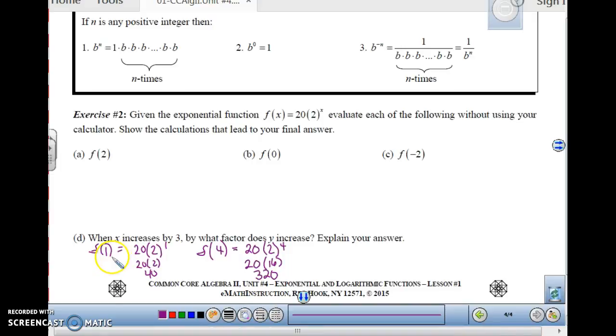Okay, so if f of 1 is 40 and f of 4 is 320, we've increased the x by 3. The factor of y is multiplied by 8. That makes sense when you think about it, because 2 to the 3rd is equal to 2 times 2 times 2. So we started by increasing x by 3. We are multiplying it 3 times, and it increases it by a factor of 8.